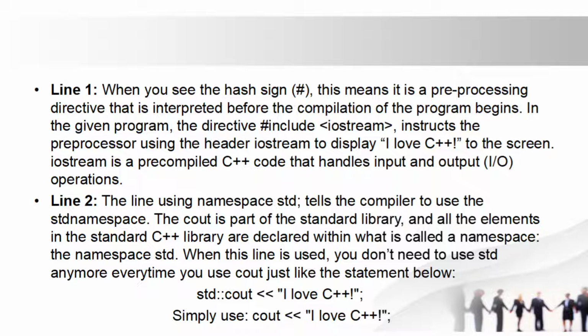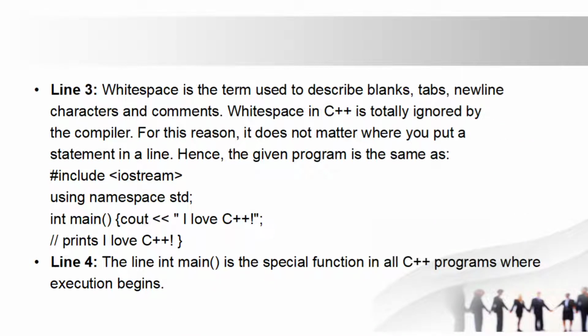The cout is part of the standard library, and all the elements in the standard C++ library are declared within what is called a namespace, the namespace std. When the line is used, you don't need to use std anymore every time you use cout, just like the statement below. Line 3. White space is the term used to describe blanks, tabs, new line characters, and comments.